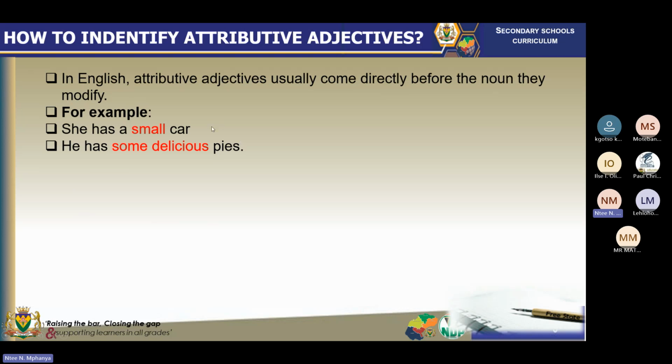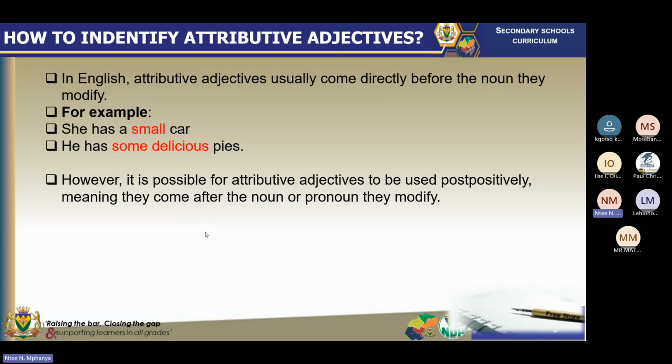Now, what is being modified here? In the first sentence, it is a car. So what will be the word small? It will be our attributive adjective. This car is attributed to the small size. It is small in size. Then the second one is a pie. We are modifying the pie, and we are attributing this pie's taste to something delicious. That is why it is an attributive adjective.